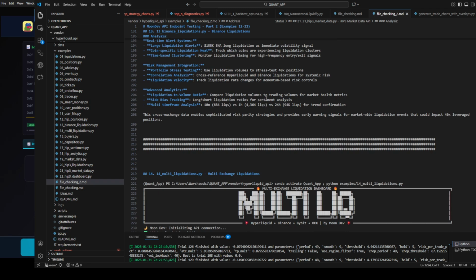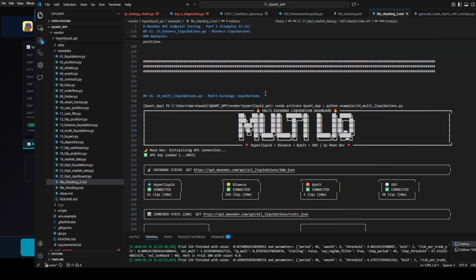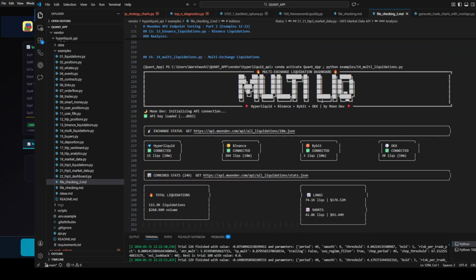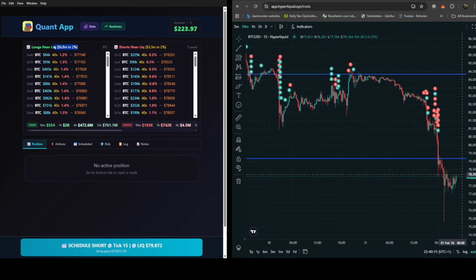Okay, let's move on. This is the multi-exchange liquidations, but for a moment I want to take a look at the app. So, okay, we're almost clearing out.